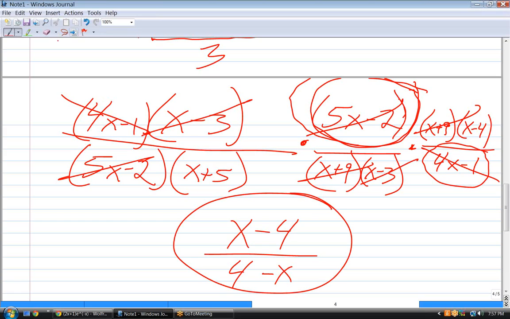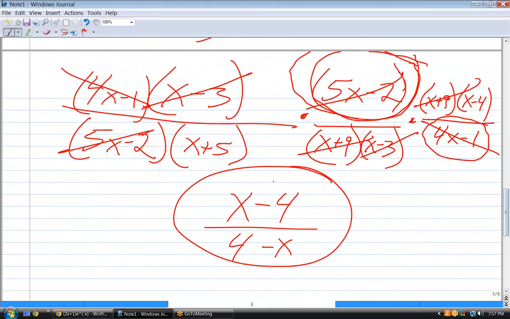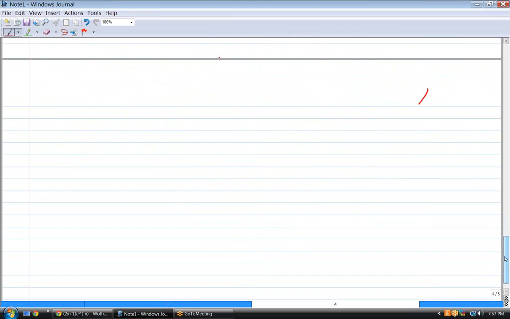Okay, that was quite a problem. Only because it was the product of 3 things, and all of those things were quadratics. But we definitely got in some practice factoring. Now, we've got just a few minutes.